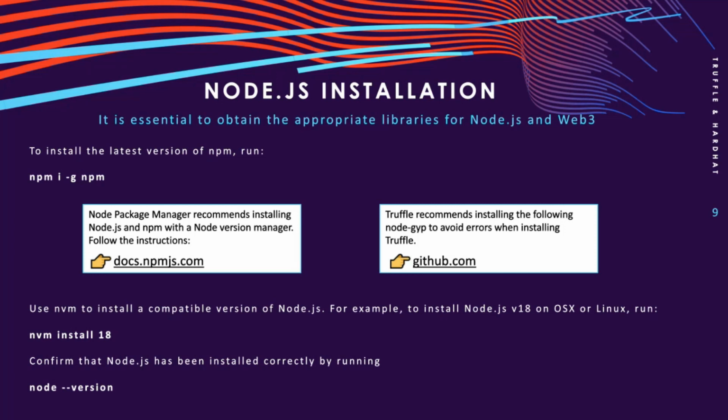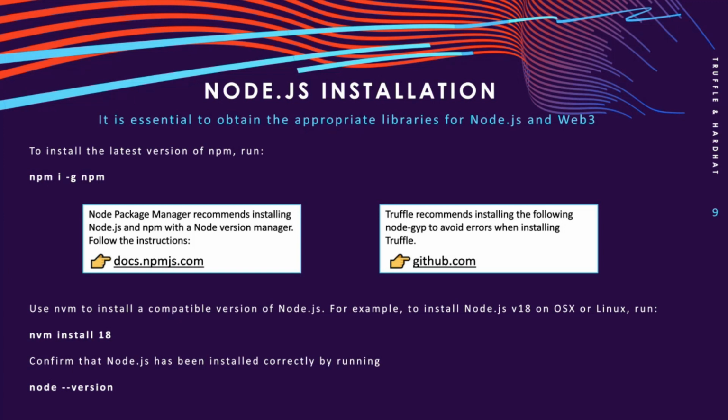Node Package Manager, or npm, recommends installing Node.js and npm with a Node Version Manager to avoid permission errors when installing globally. To do so, you could basically go to this link and follow the instructions there to make sure that there wouldn't be any issues. On the other hand, Truffle requires Node.js for compiling native add-on modules for Node.js. Truffle recommends installing the following Node.js to avoid errors when installing Truffle. So you could also see those instructions regarding them in the same link provided.